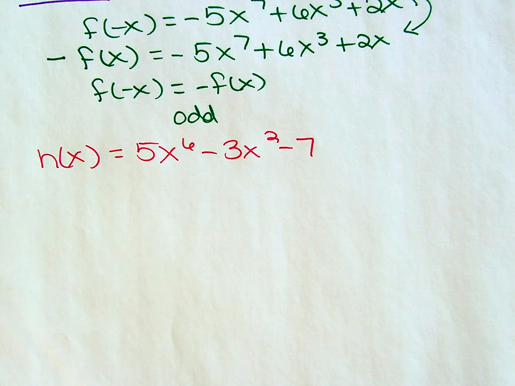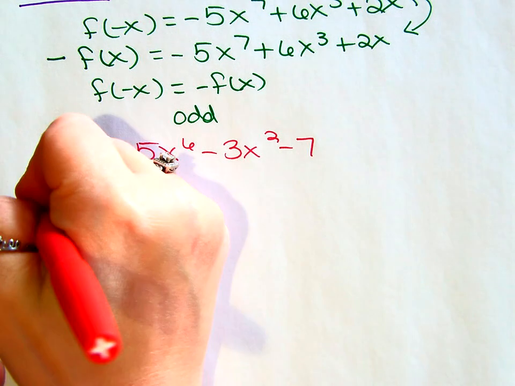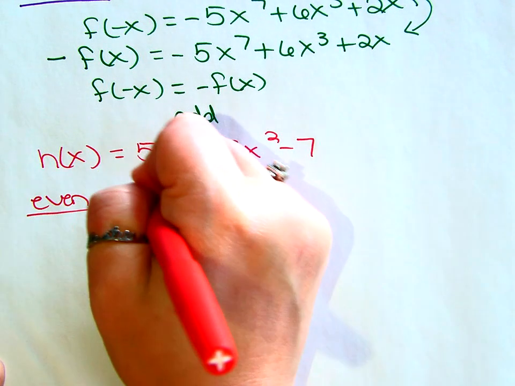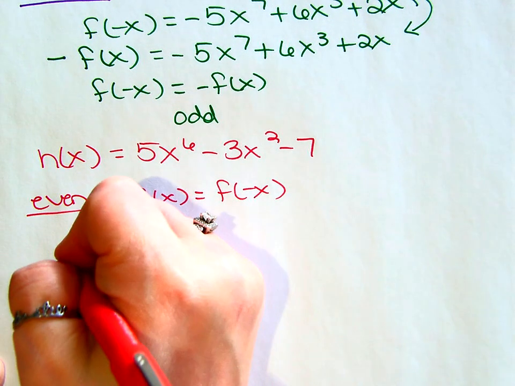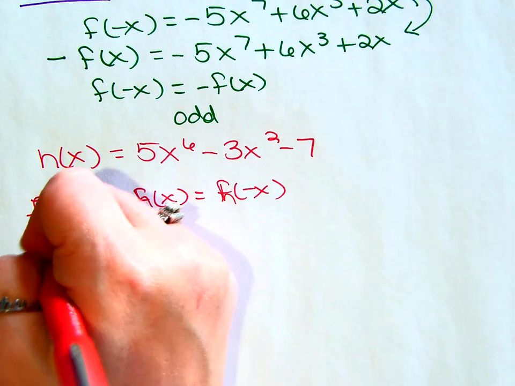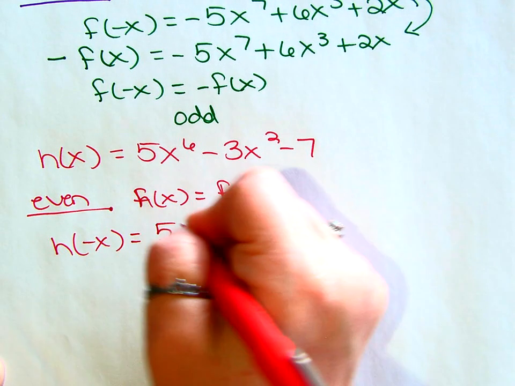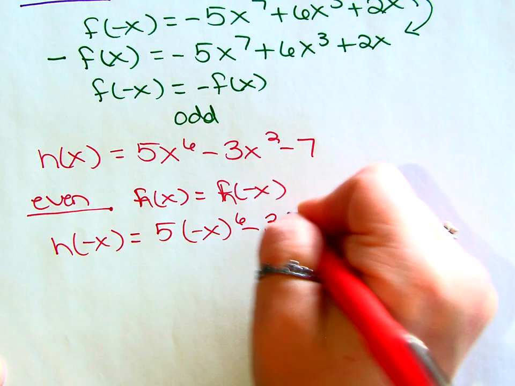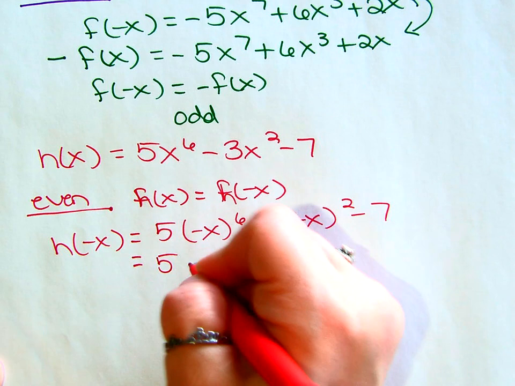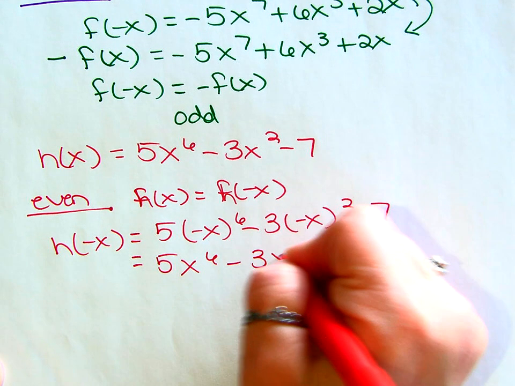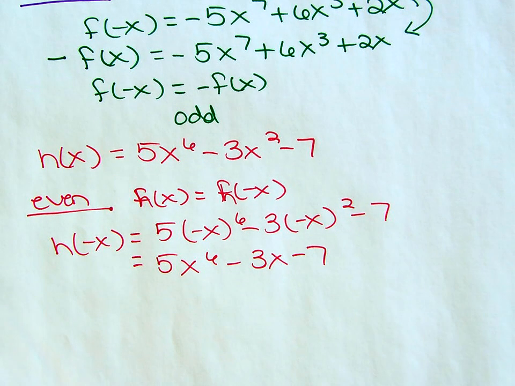So we start by testing if it's even. Even means f of x equals f of negative x. So I'm going to plug in negative x. Or, sorry, I guess these are h's, not f's. So h of negative x equals 5 times negative x to the 6 minus 3 times negative x squared minus 7. If you have an even number of negatives, you have a positive. So what did we find out? It is even.